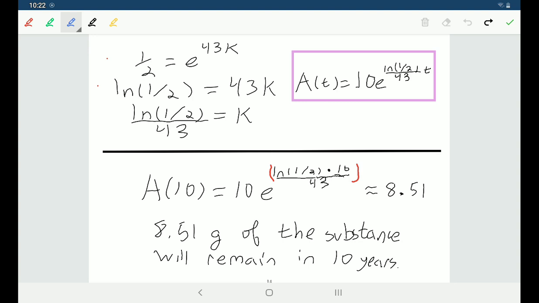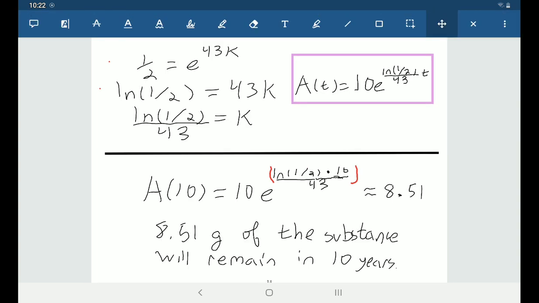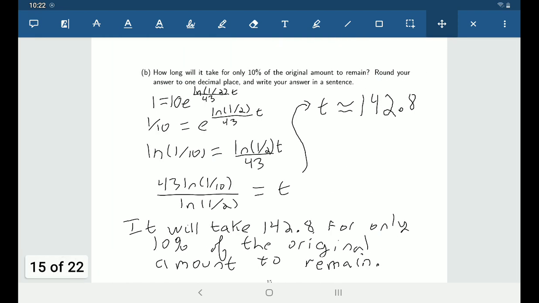So about 8.51 grams of the substance will remain after the 10 years have passed, which makes sense. If the half-life is 43 years, then after only 10 years, you won't be very close to the halfway mark. So not a big surprise. That number seems reasonable to me.